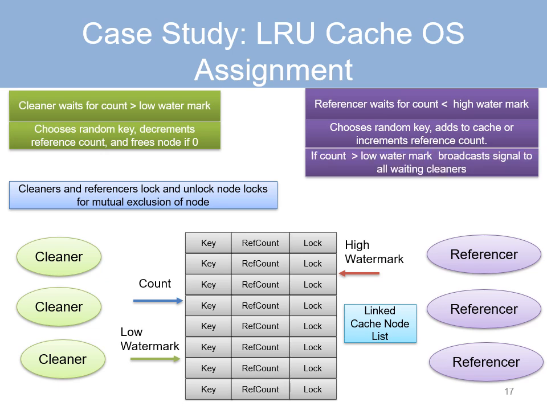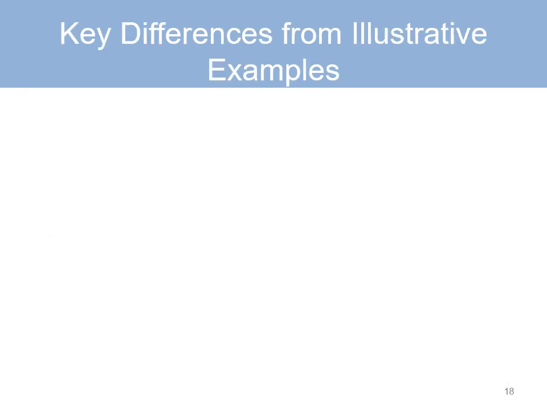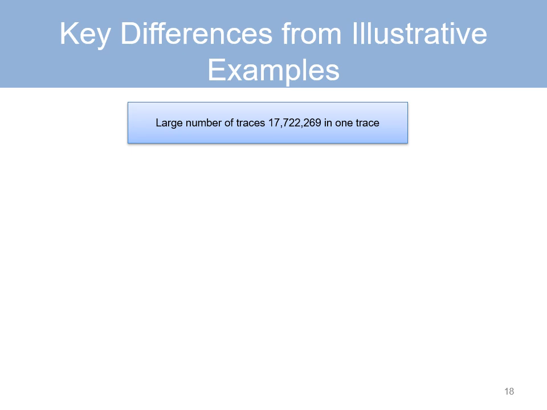If, after adding a node, the count went above the low watermark, the referencer signaled the cleaner, and the cleaner similarly, when it cleaned up, if it lowered the count to below the high watermark, signaled the opposite. So this was the assignment, and also there was a global lock, basically for mutual exclusion, for the waits and signals. So this problem is very different from the one I talked about before.